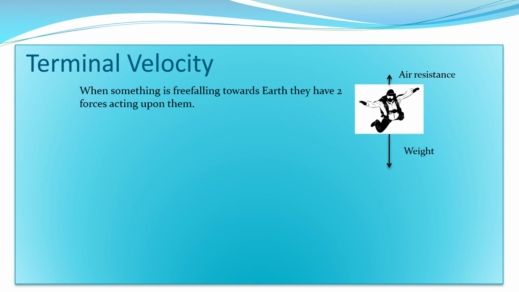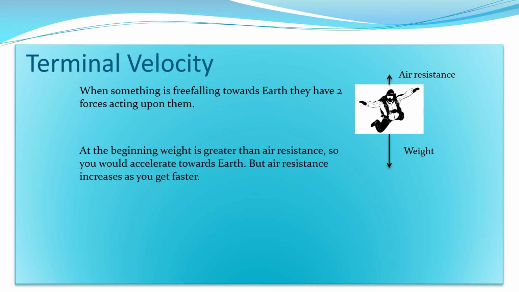So, when something is free falling towards Earth, like a parachuter who's not yet let out their parachute or anything like that, they've got two forces acting on them. They've got their weight going downwards, gravity is pulling them towards the Earth, but they've also got air resistance pushing against them, pushing back up the way. So at the beginning, their weight is greater than their air resistance, so they accelerate towards the Earth.